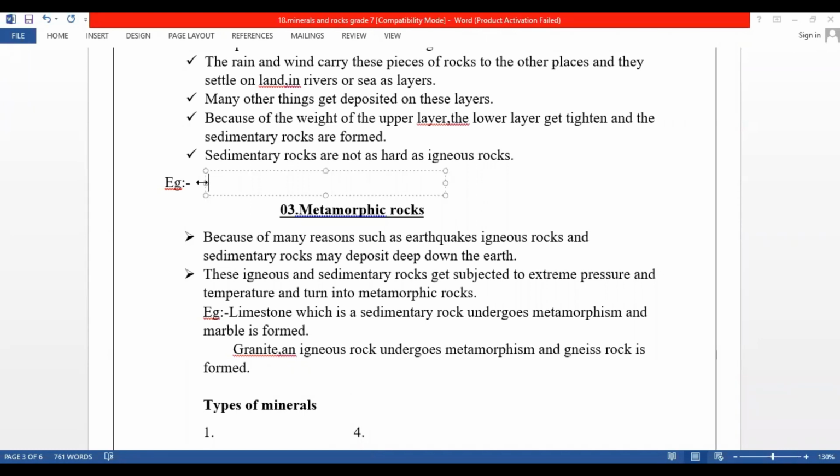Here we have to write the examples for the sedimentary rocks. Mudstone, siltstone, sandstone.